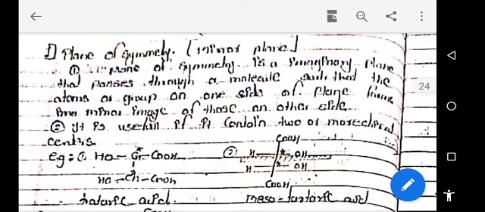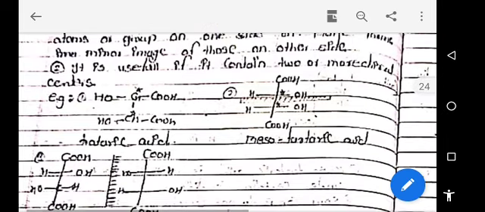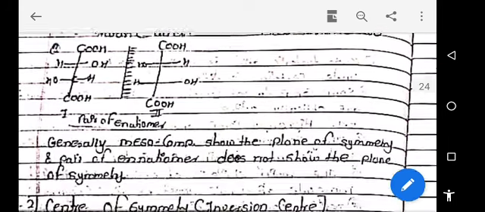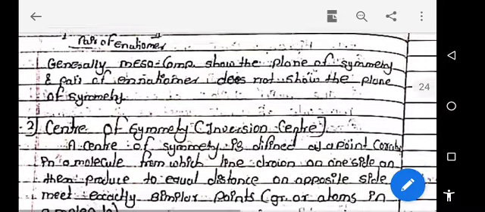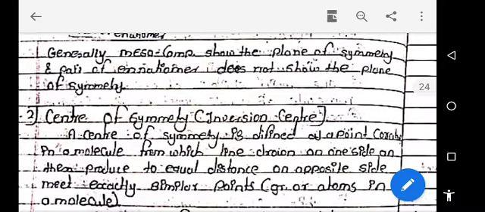It is useful for molecules containing two or more chiral centers. For example, OH, OH, and tartaric acid. Meso tartaric acid, a meso compound, shows the plane of symmetry, and the pair of enantiomers does not show the plane of symmetry.